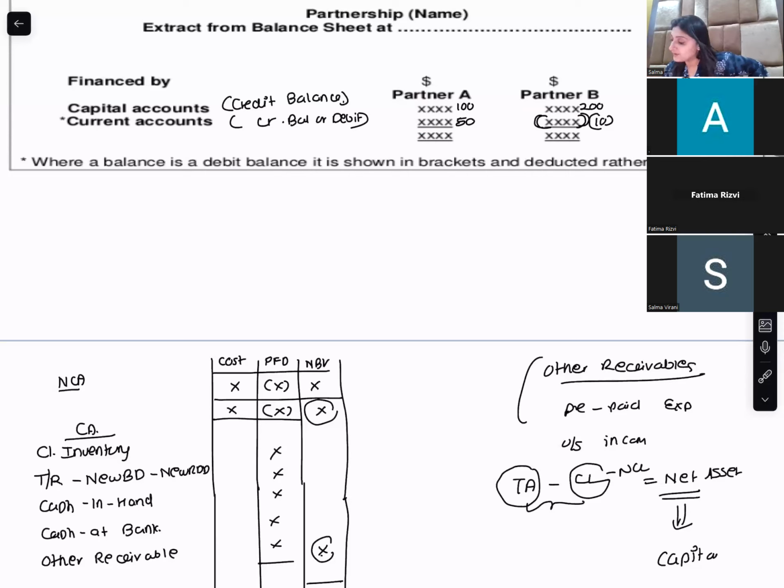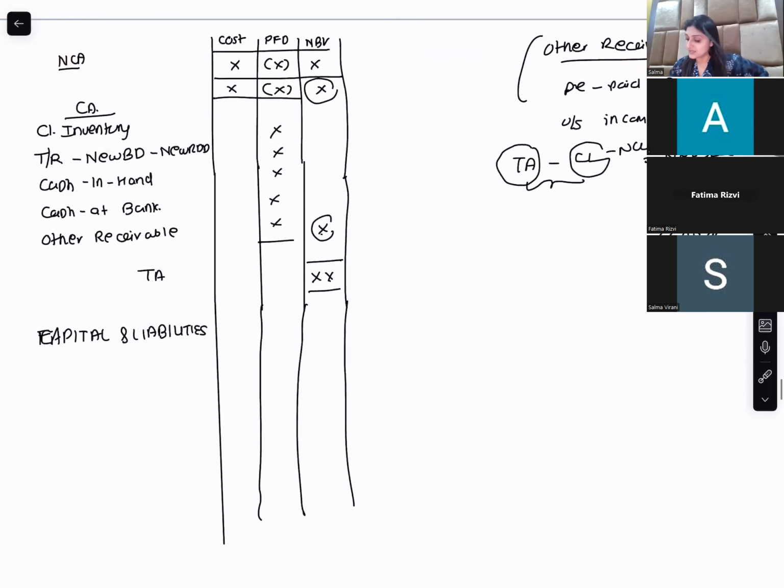So this will become 340. This is 150 over here and 190 over here. Are you with me? Yes, miss. Fine. So we'll just keep this in mind.